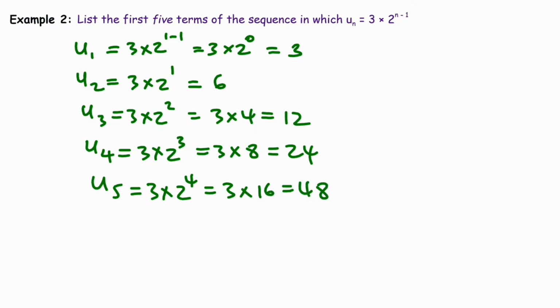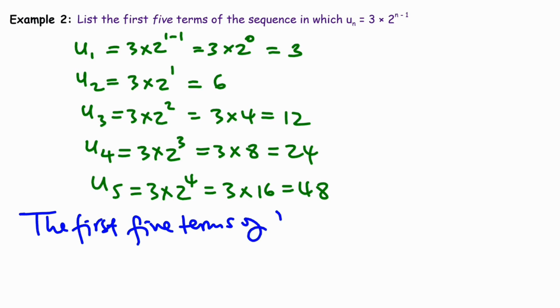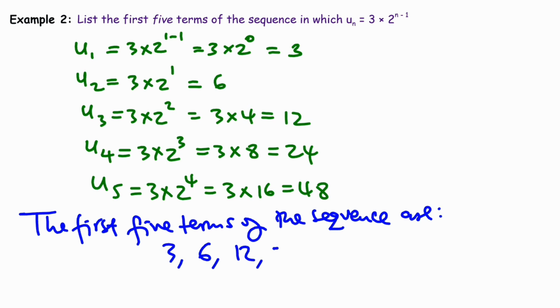Okay, so which means that the first 5 terms of the sequence are 3, 6, 12, 24, 48, and so on. Okay, so these are the first 5 terms of the sequence, and that's how you use the position to term rule to produce them.